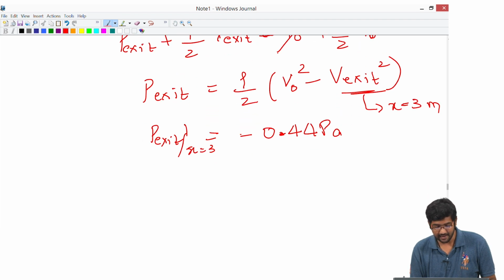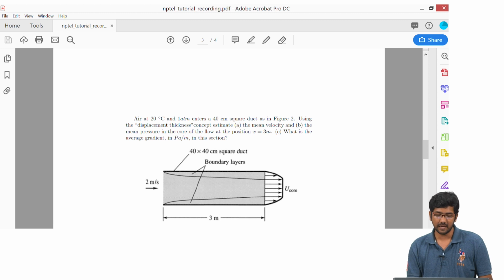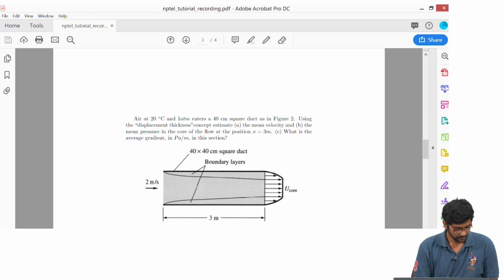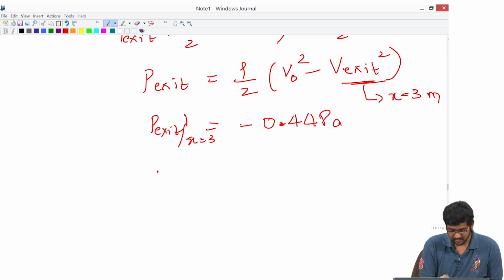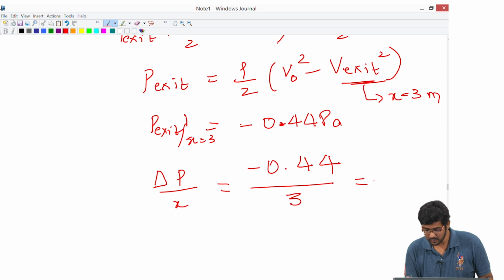So, we have calculated the pressure, and the next question is what is the average pressure gradient in Pascal per meter. The pressure gradient is nothing but delta P by x. As we are working with the gauge pressures, we can write delta P as 0.44 and x in the problem is 3, which gives us around 1.5 Pascal per meter.